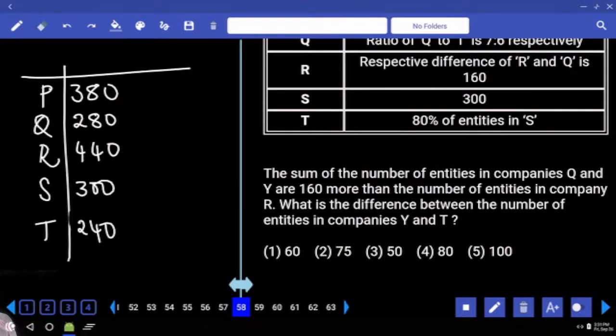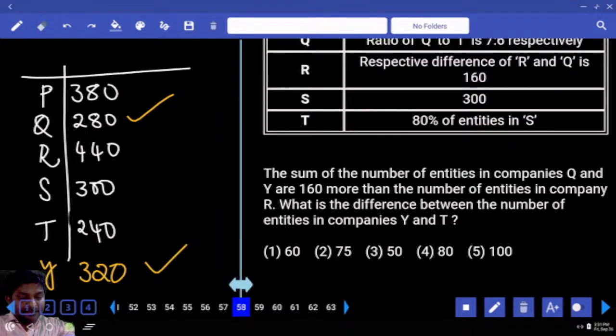The sum of number of entities in companies Q and Y are 160 more than number of entities in company R. Company R we have 440. 160 more is 600. 600 are in Q and Y. So when you add Q and Y, that should be equal to 600. Already 280 we have. Then remaining must be 320. What is the difference between number of entities in companies Y and T? Difference between both the numbers? 80.